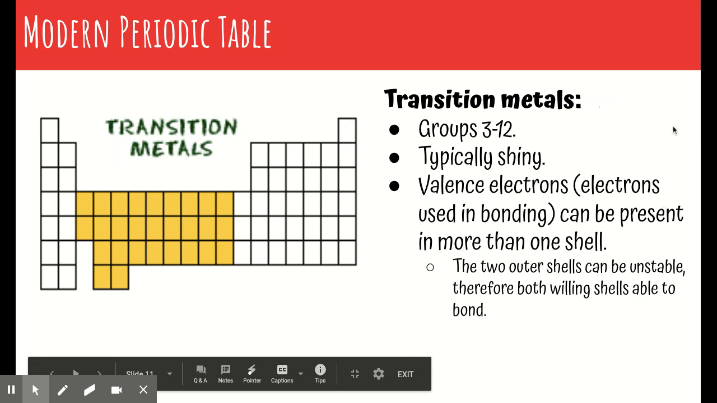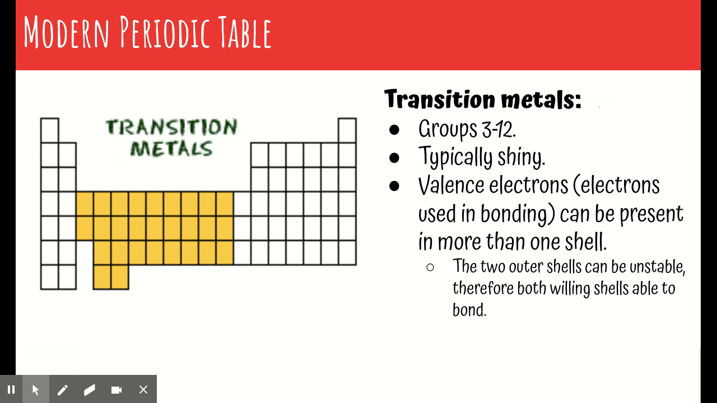Through the middle part here, we have the transition metals. So this is groups 3 through 12. Just some things we know about them. The physical characteristics would be that they're shiny. Some of them will be malleable, more malleable than others, but in general, metals are shiny. You can change their shape.